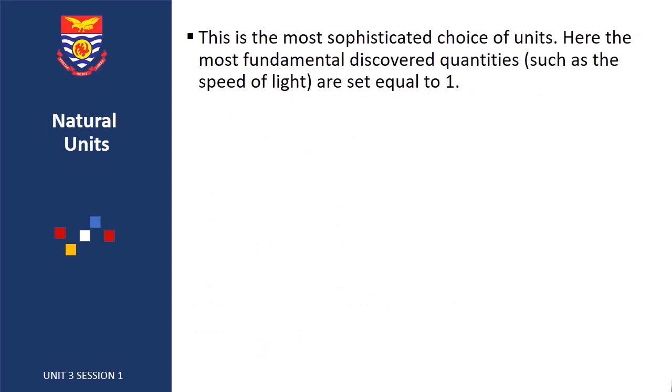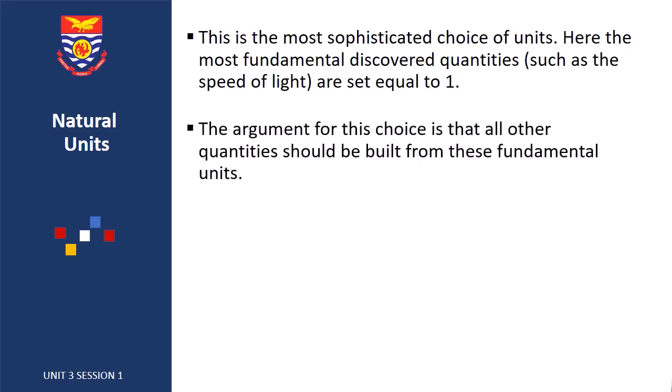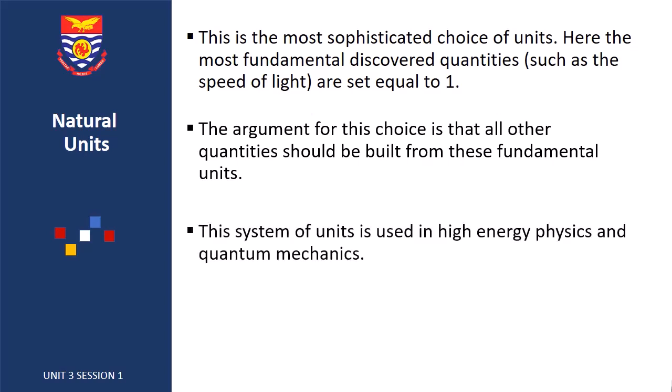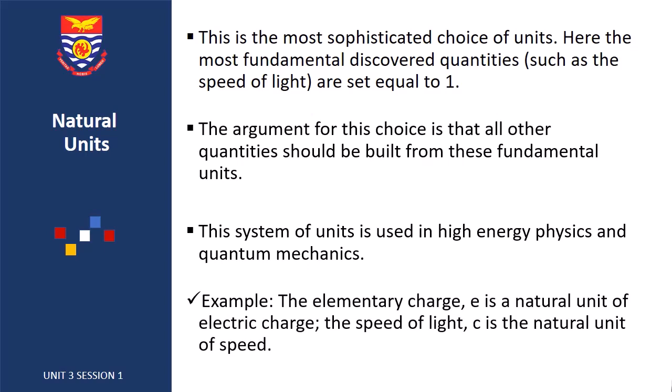Now let's look at the natural unit. This is the most sophisticated choice of units. Here, the most fundamental discovered quantities, such as the speed of light, are said to be equal to 1. And for that reason, all other fundamental units are built around this basic idea that the speed of light is equal to 1. This system of units is used in high energy physics and quantum mechanics. An example of such units is the elementary charge, which has the unit e, and this is the unit of electric charge. The speed of light c is also the natural unit of speed.